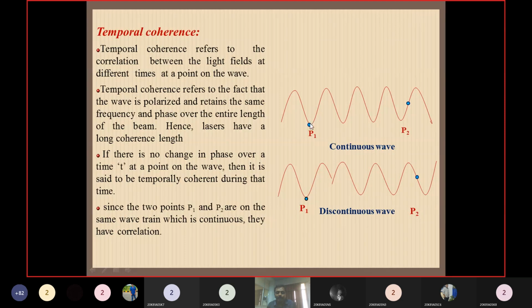So what is the time here? Temporal coherence means that up to 10 minutes, these two waves are temporally coherent. Understood? If you take a particular point, how much time do the two waves maintain a constant phase difference? Suppose they maintain a constant phase difference for 10 minutes. Then the temporal coherence is 10 minutes. Up to 10 minutes these are temporally coherent. After 10 minutes, what happened?